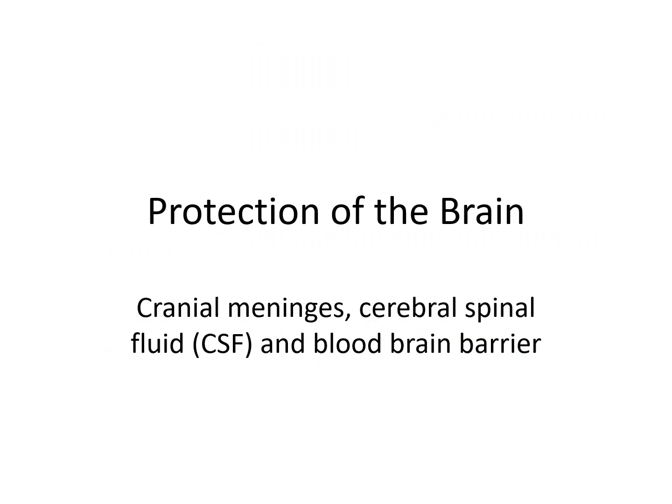Protection of the brain. Okay. We learned from SCB 203 that you have skull bones that will surround the brain to protect it. So we won't go over that in this lecture. However, there are other structures that will protect the brain, such as the cranial meninges, the cerebral spinal fluid, and the blood-brain barrier.